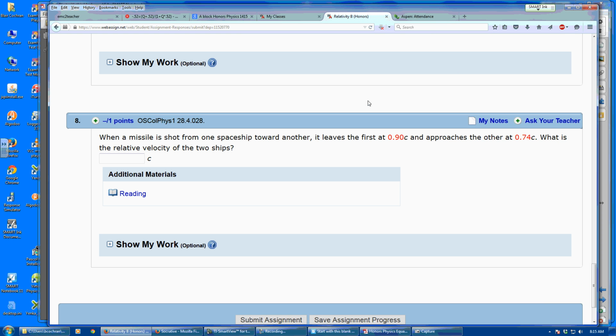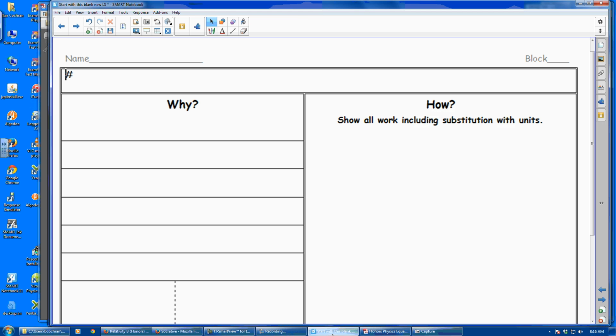So we're going on to number 8, another relative velocity one, where we have a missile that's shot from one spaceship towards the other. It leaves the first at this and approaches the other at this. What is the relative velocity of the two ships? The y for this is going to be very similar to what we just did, right? We've got 3 frames of reference, and we got to pick one of them as a stationary frame.